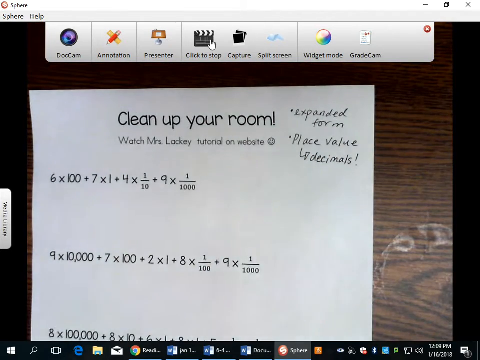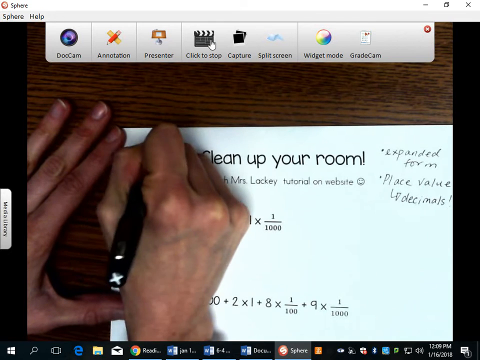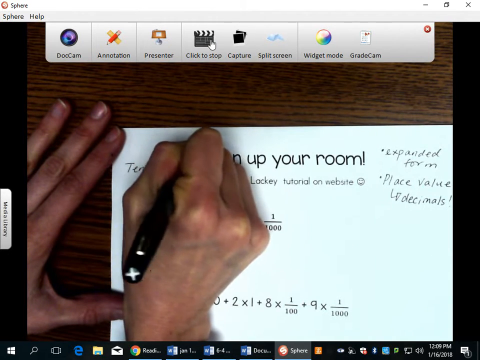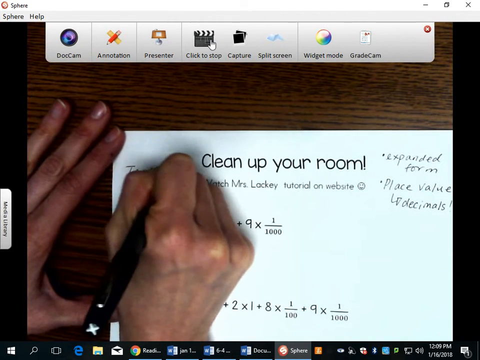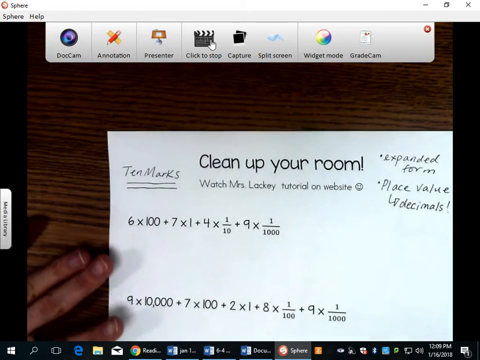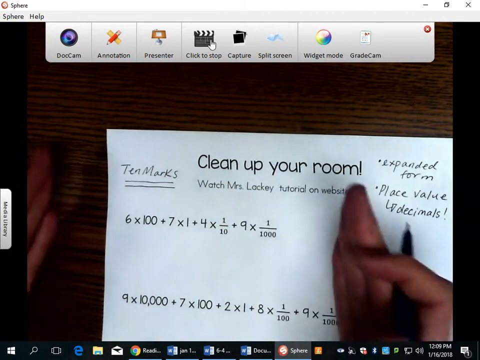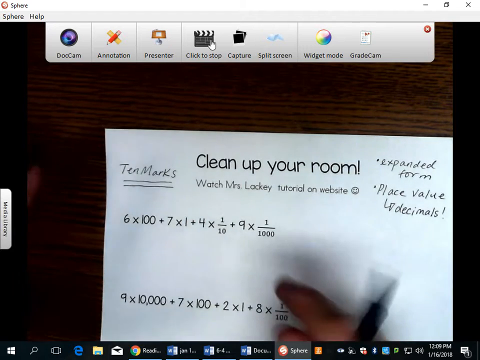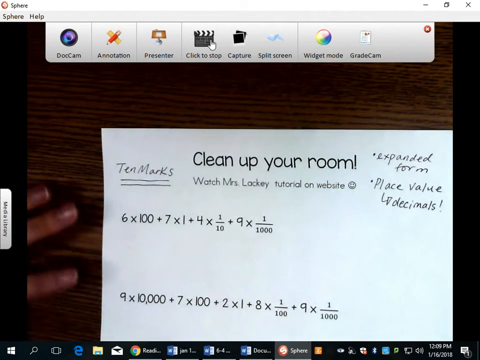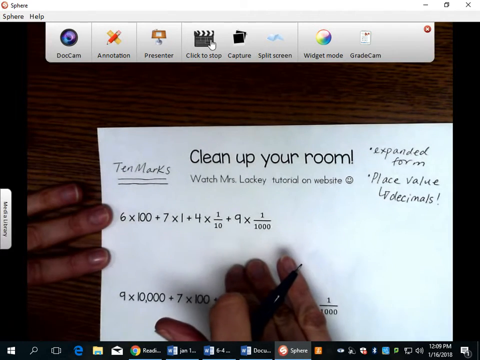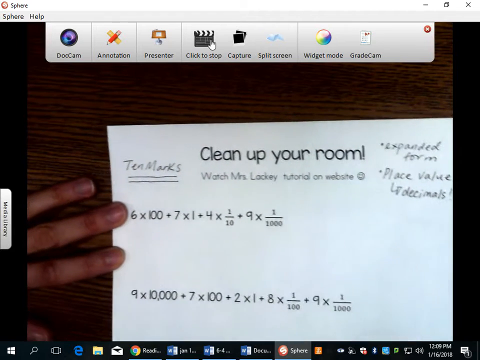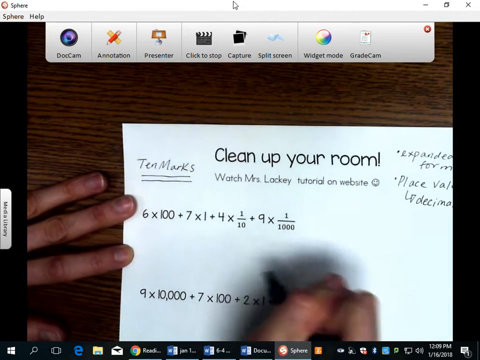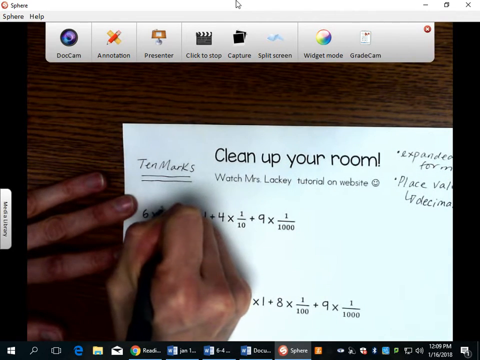Okay, so let's go ahead and review some. Like I said, this is from 10 Marks, and these are things that I noticed students struggling with. I call them "clean up your room" because right now this looks like a hot mess. It looks very messy. It's a lot of different numbers. It's confusing. When my eyes see it, automatically my brain hurts. So what we want to do is try to simplify this, try to organize it.